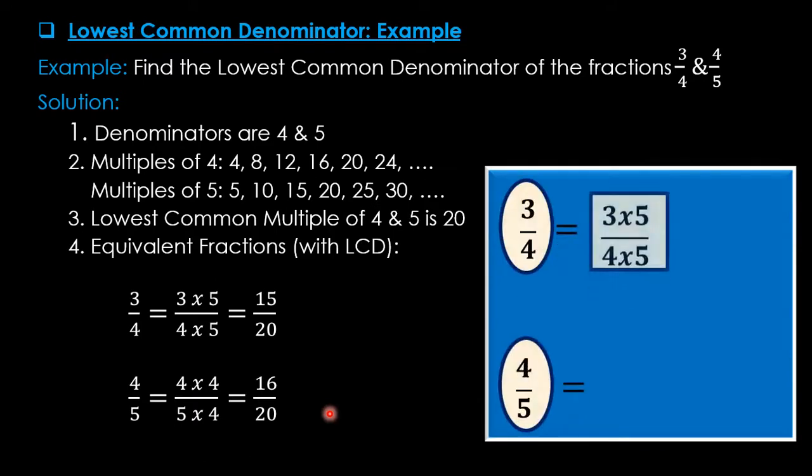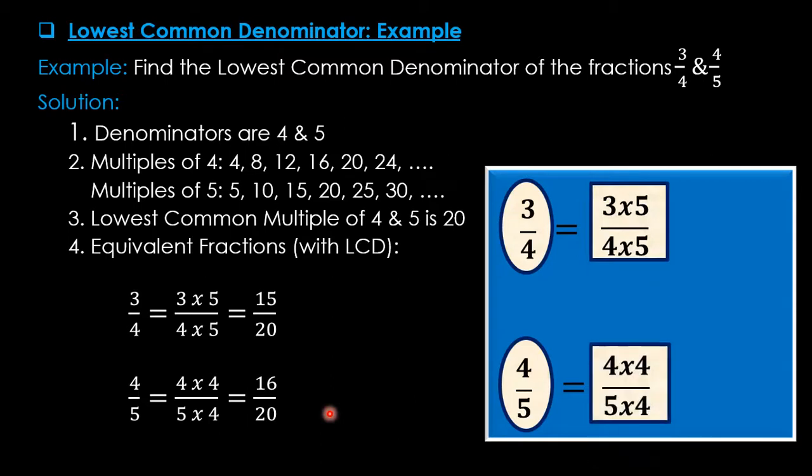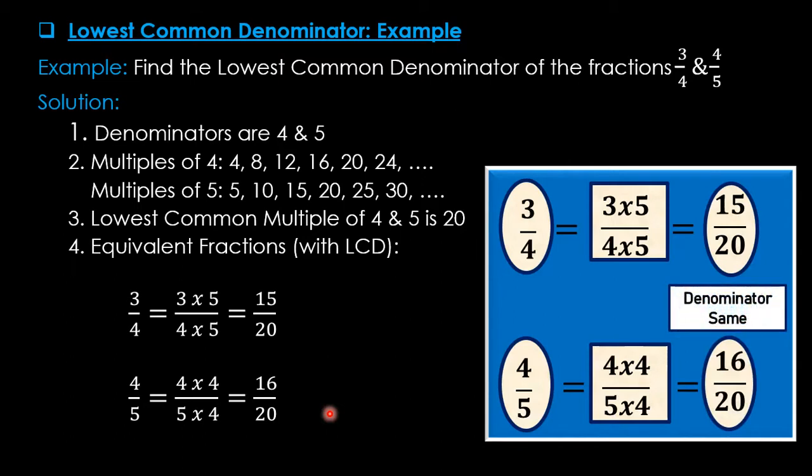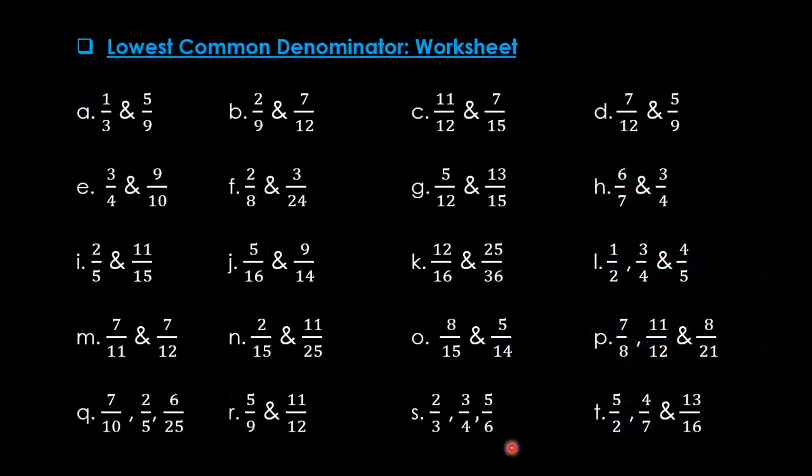Here is the same thing, shown by picture. The denominators are the same in both cases, 20. That's why from these two fractions we get the lowest common denominator by transforming them into these two fractions. There is another worksheet for you to try, the lowest common denominator worksheet. Try this one.